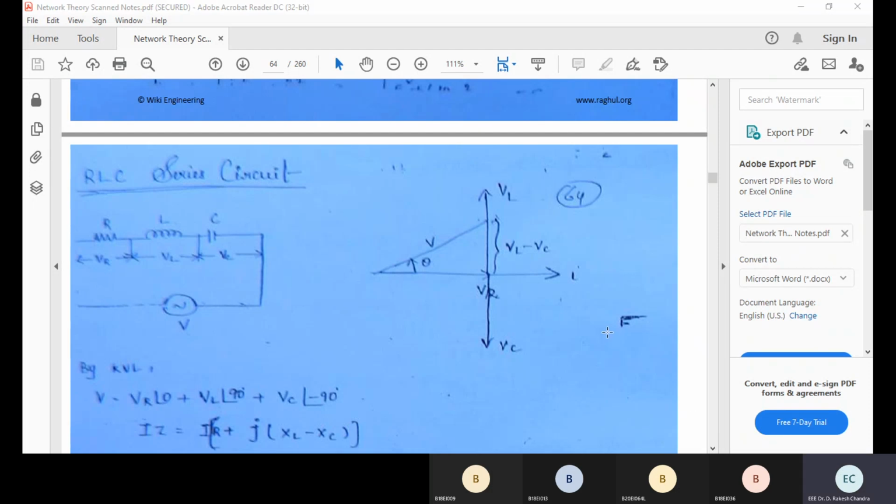Sorry, I forgot to switch on the audio. Right. Is the screen visible? Any one of you?